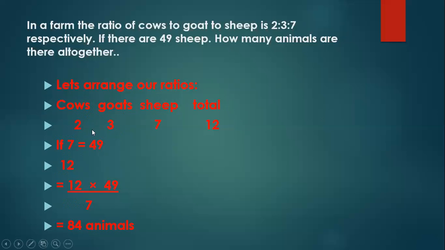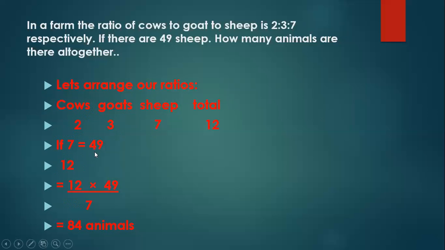But the moment you arrange your ratios like this, you can now read the question from here and understand what they are asking you. If there are 49 sheep, remember you have the ratio of sheep, which is 7. Then they are asking you, how many animals are there altogether? Very easy. You can say, if 7 as a ratio represents 49 sheep, what is the total, or how many animals are there altogether?